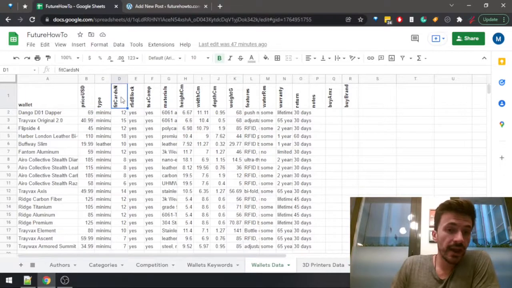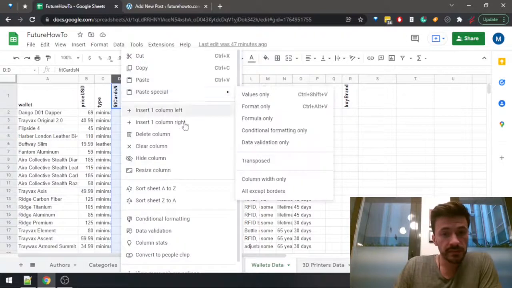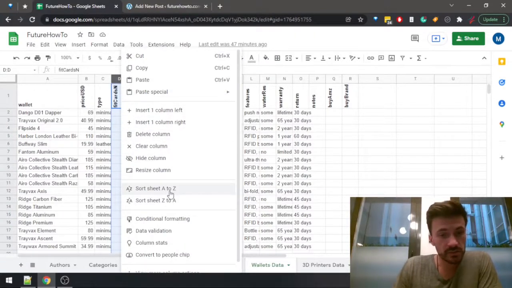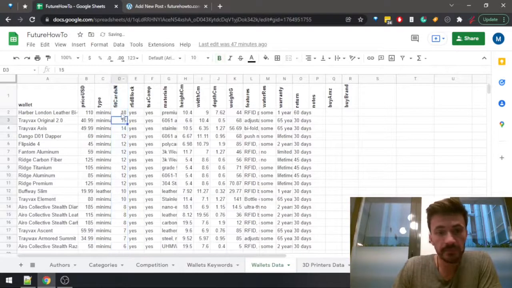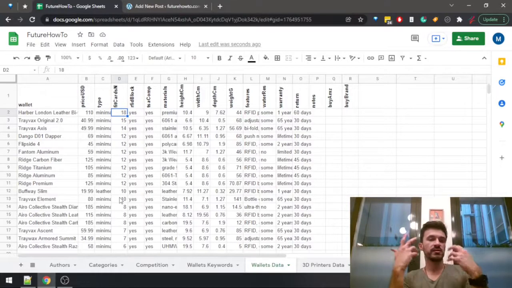And as we can see, I've gathered all of this here. So I have a column for the maximum number of cards that the wallets can fit, and I'm simply going to sort them. Z to A, yeah, there we go. So there we have it. We're going to choose from the top half of the table. This is where experience in the niche itself comes in. As you can see, we have 18 in here, 15, 14, 12, and 10.